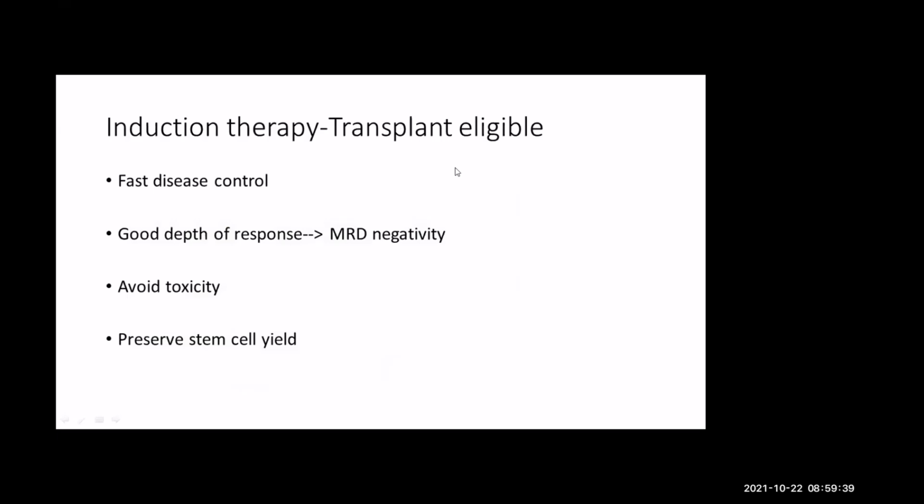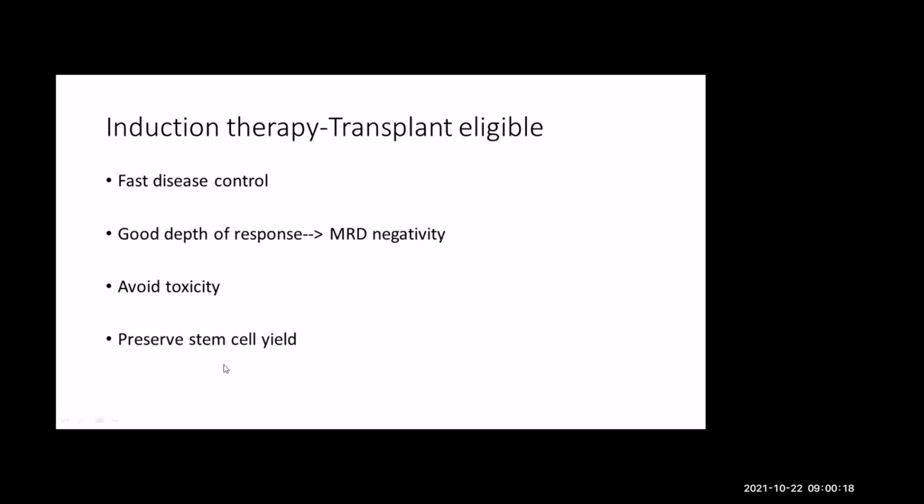For induction treatment, we divide patients into transplant eligible and ineligible depending upon their organ function, not strictly going by age, but it is difficult to do a transplant for a person more than 65 or 70 years in our setup, and that has to be evaluated. So the goal is to control the disease fast so that you cease the ongoing organ damage. You have to get a good depth of response, and your aim is to get MRD negativity. You have to avoid toxicity because this is a time when a person is likely to have maximum therapy-related complications. Traditionally, the induction mortality should be less than 1%. That is something we should keep in mind.